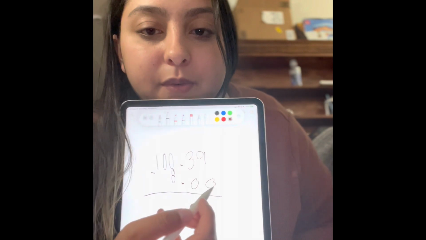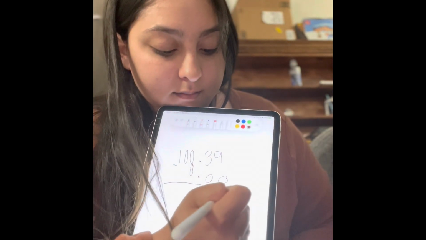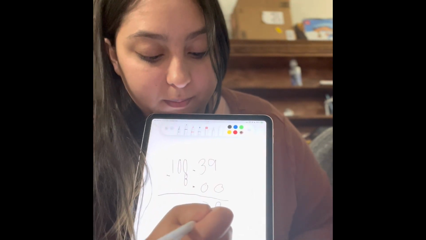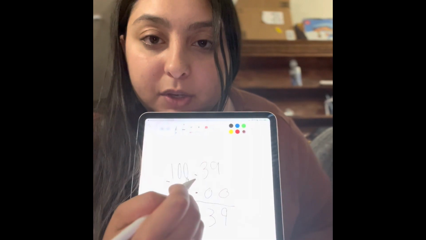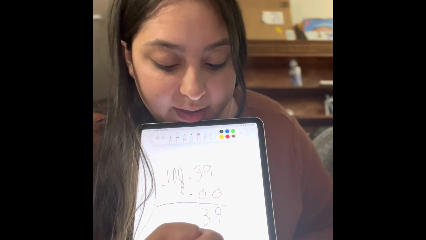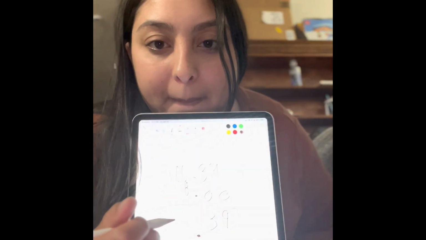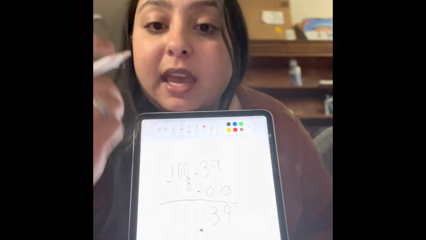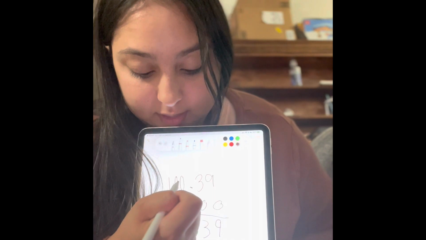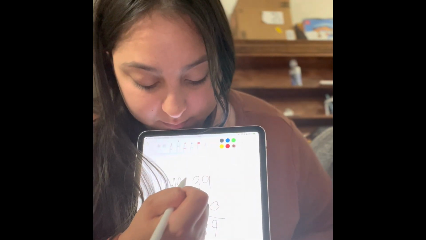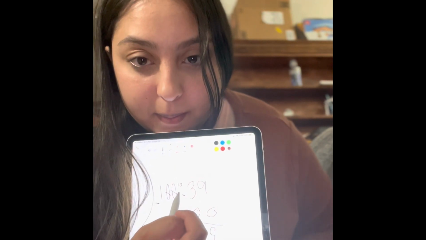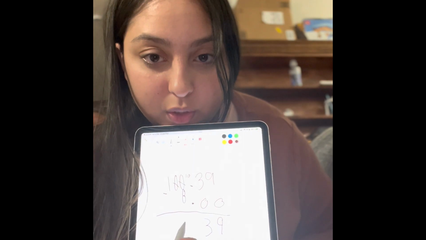9 minus 0 will be 9. 3 minus 0 will be 3. We always have to make sure you are dropping down your decimal. You cannot go past this step. Okay, so you cannot take 8 out of 0. So what are we going to have to do? We're going to have to borrow, and this is going to have to become 10. So 10 minus 8 is 2.